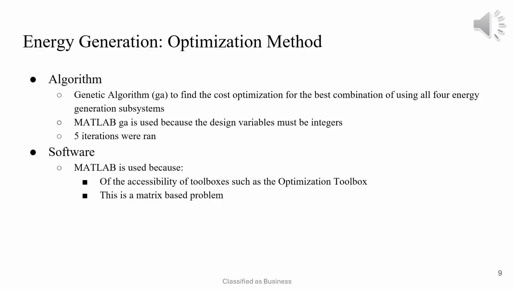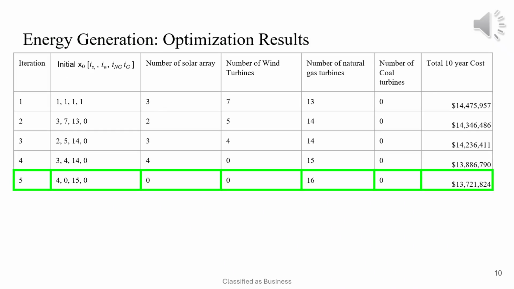A GA function was used to find the optimal cost using MATLAB, which was run 5 times. MATLAB and a GA function were used because of its accessibility through the optimization toolbox. The results for the 5 iterations can now be seen on screen with different initial values used for each of the 5 iterations. The lowest cost output was 0 solar arrays, 0 wind turbines, 16 natural gas turbines, and 0 coal turbines. And this resulted in about 13.7 million.